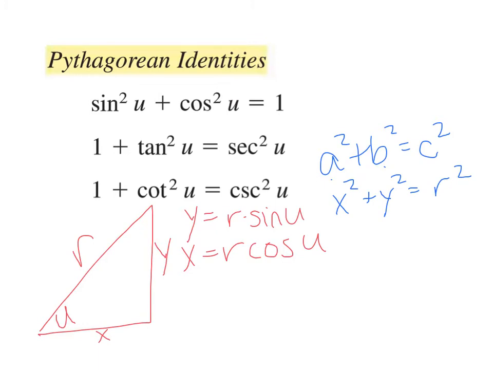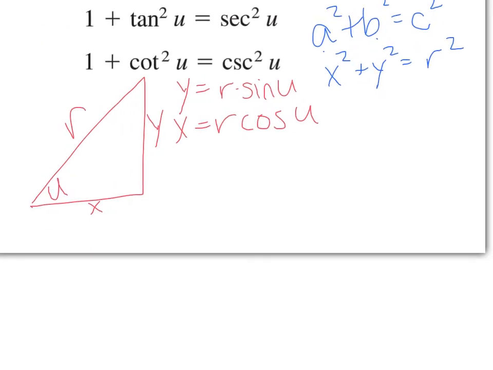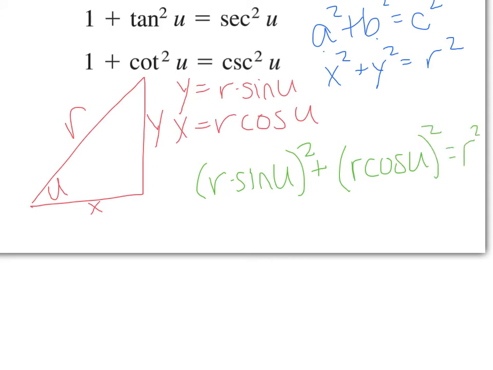If I substitute in my x and my y, now in place of x, I'm going to put in r cosine u, quantity squared. In place of y, I'm going to put r sine u, quantity squared. And this is still going to equal r squared. I'm going to distribute that square: r squared, and when you square sine, you make it sine squared u, plus r squared, same thing over here, cosine squared u equals r squared.